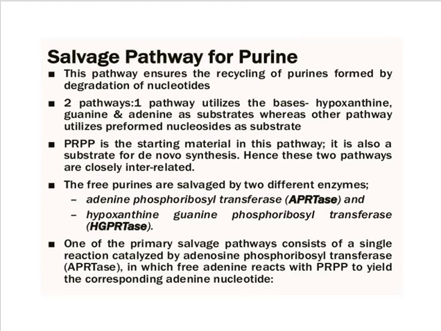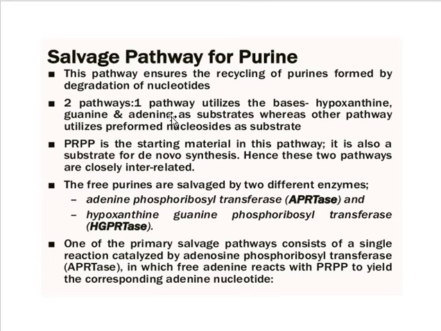Now the second pathway for the synthesis of purine nucleotides is the salvage pathway. This pathway is basically the recycling of the purine bases or the purine nucleosides, which are provided by the degradation of the purine nucleotides within the body. The salvage pathways are of two types. One is the phosphoribosylation, and the other is the phosphorylation pathway.